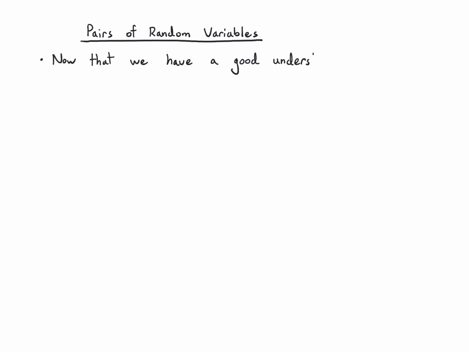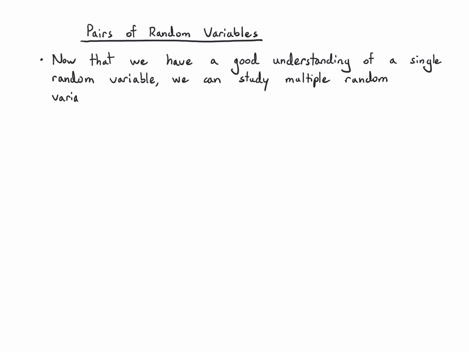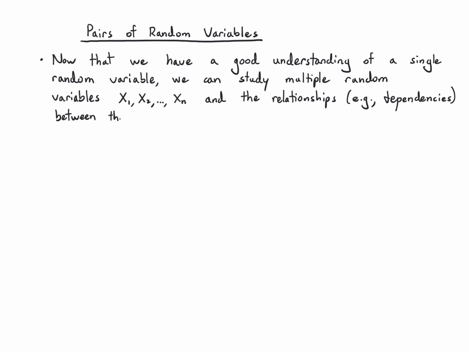Okay, let's talk about pairs of random variables. So we've built up a pretty good understanding of a single random variable. We talked about discrete random variables, continuous random variables, and now I want to study multiple random variables. Let's say I have X1 through Xn, and they're all random quantities. What I want to understand are the relationships or dependencies between these random variables.